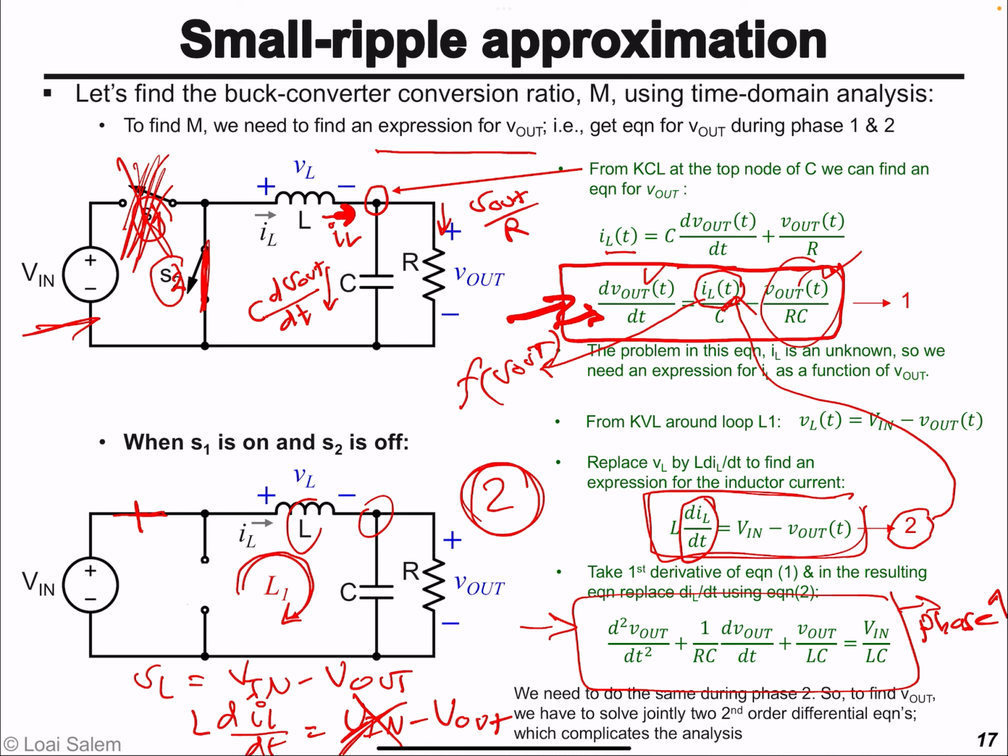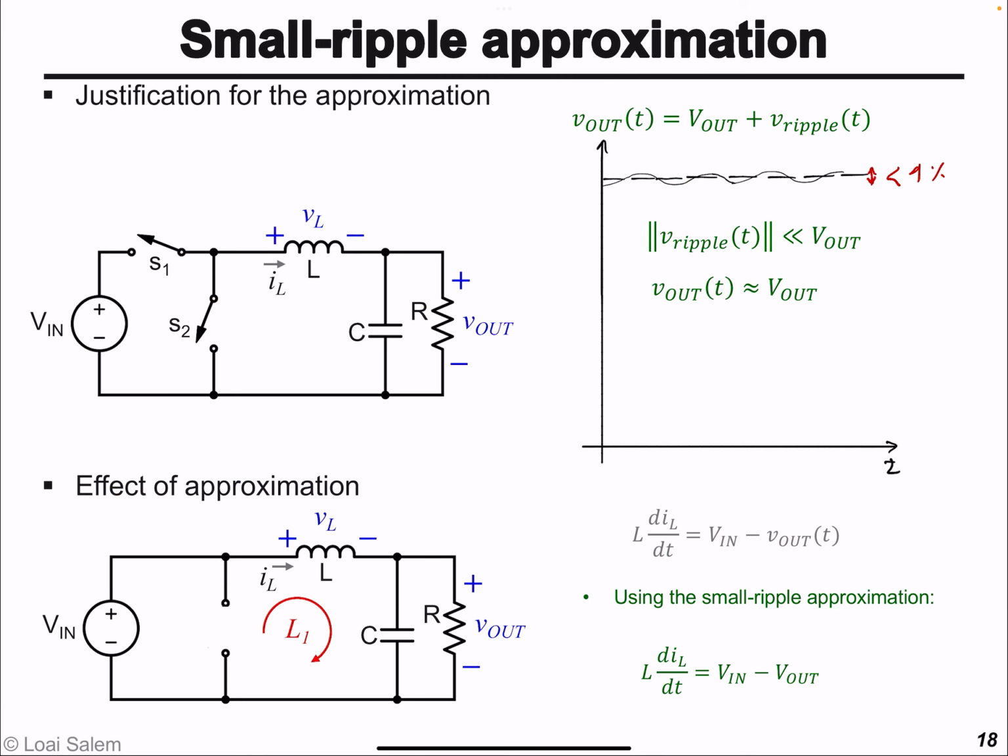There is a much easier way to get the conversion ratio if we use something called small ripple approximation. And after we apply small ripple approximation, we're going to use the volt-second balance principle for an inductor, and both of these, the approximation along with the principle of volt-second balance, will enable us to get the voltage conversion ratio of any DC to DC converter without solving complicated differential equations. So first of all, what is a small ripple approximation?